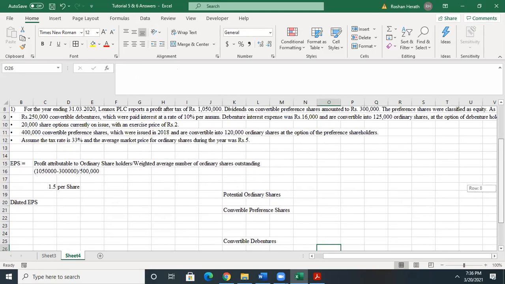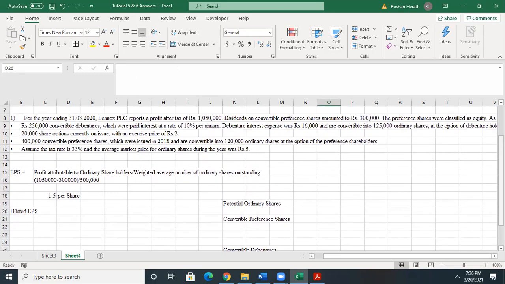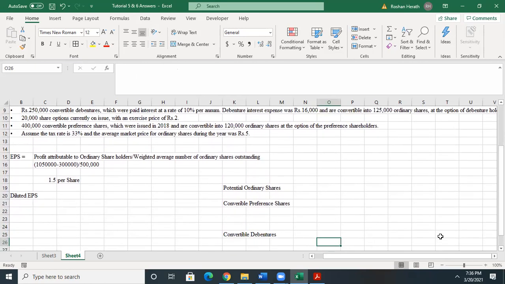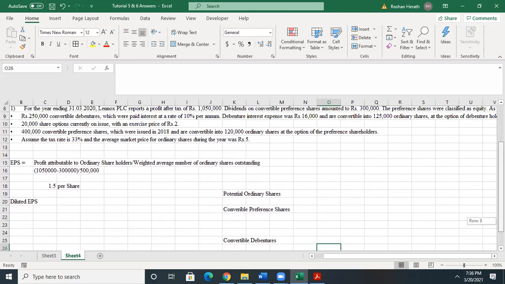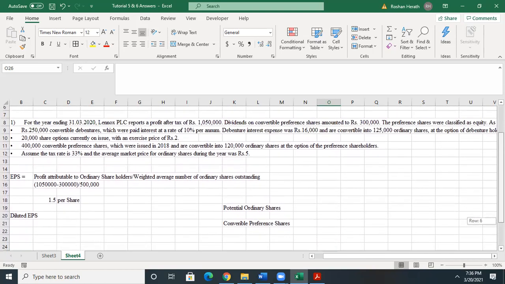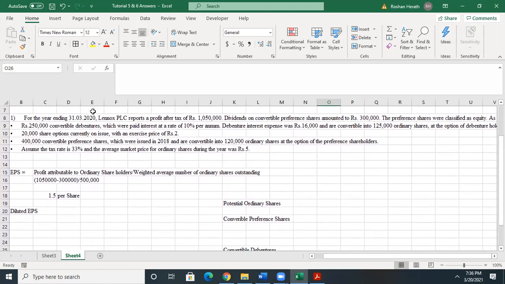So with these three categories, we need to see what the dilution effect is. We need to rank from the most dilutive to the least dilutive, and then adjust that to the earnings per share and see whether it is really dilutive or not. First, we identified the different categories of potential ordinary shares, then we look at what impact each has on the EPS. The first one is about the convertible debentures, sorry, convertible preference shares.